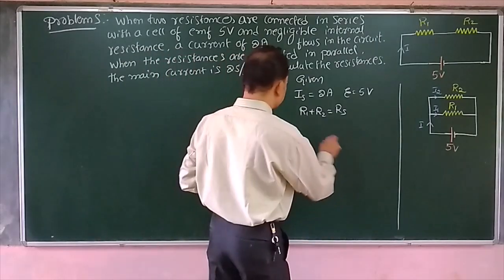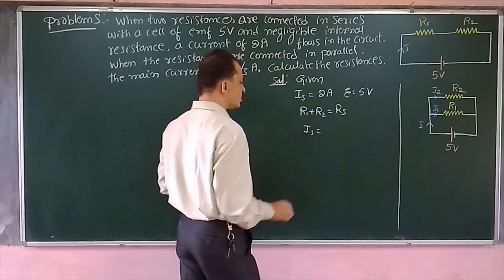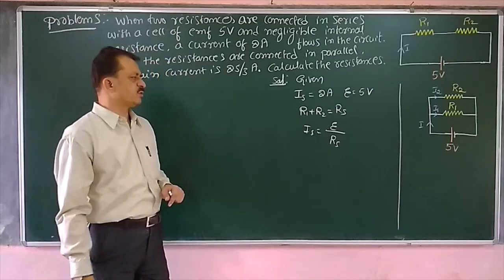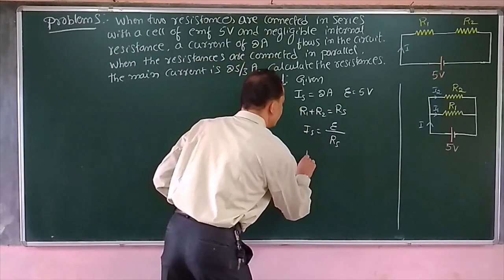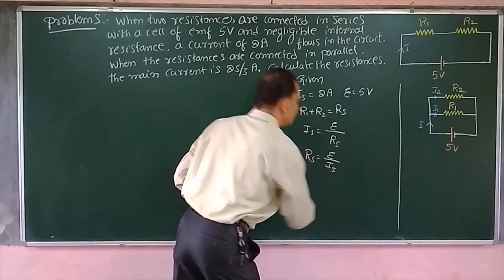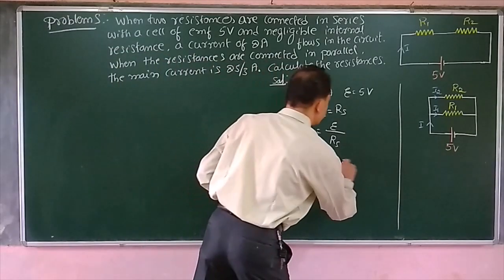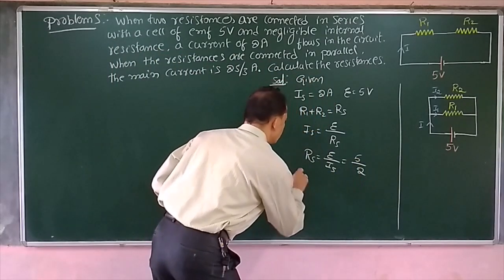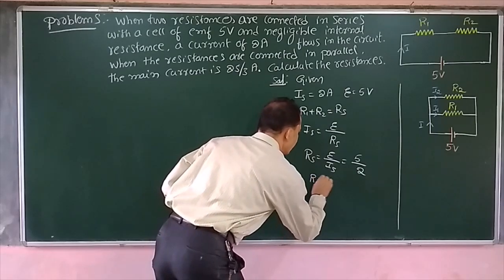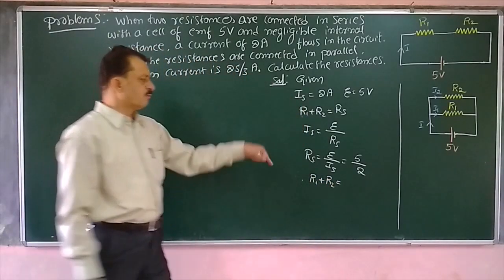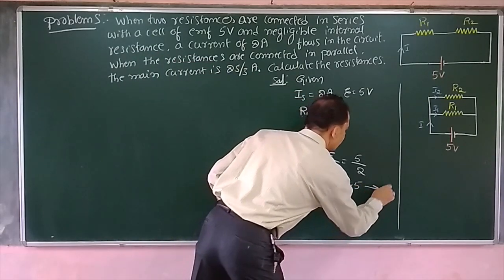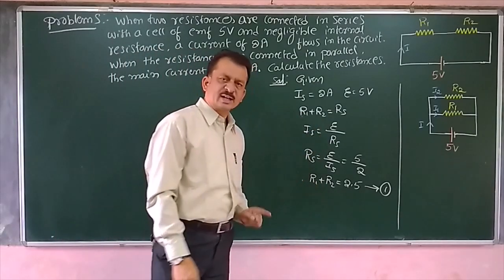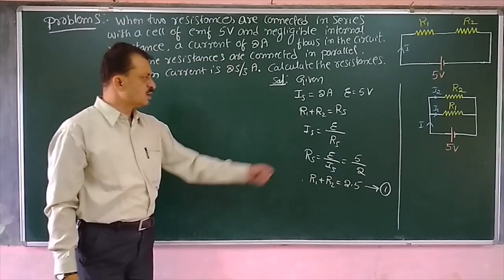Now by the simple relation, therefore the current flowing in the circuit is equal to EMF divided by RS, or RS is equal to EMF divided by the current in the series combination. So EMF is given 5 and current is 2. So therefore RS is nothing but R1 plus R2. I am getting one relation, R1 plus R2 is equal to 5 by 2 or 2.5. Call this relation 1. If we work out with this formula in the series combination, we will get R1 plus R2 is 5 by 2 or 2.5.